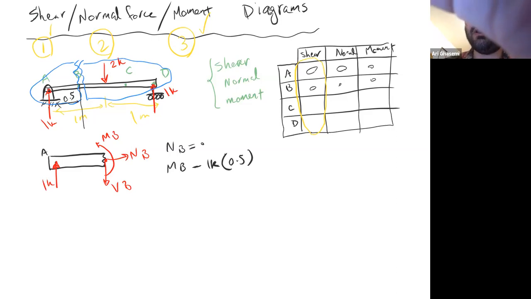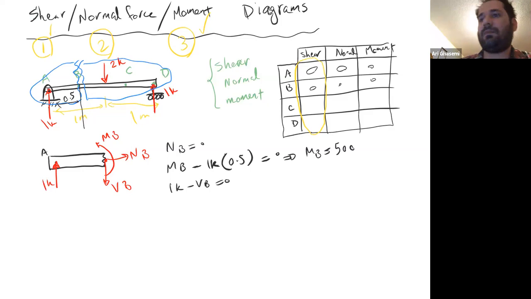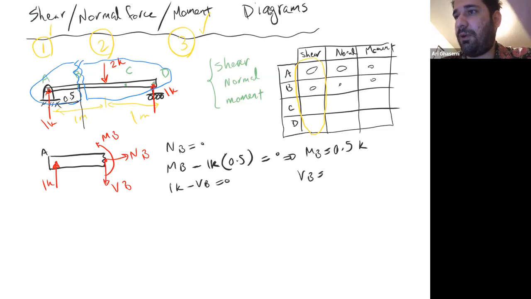So positive MB, negative 1K times 0.5 is equal to 0. And also summation of force in Y equals 0, that means 1K positive negative VB is equal to 0. That MB is equal to 0.5K. Let's keep that K in, 0.5K positive. And VB is also positive 1K. Okay, and NB is equal to 0. So let's put it in a table.